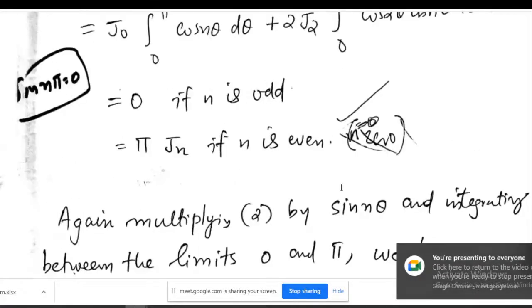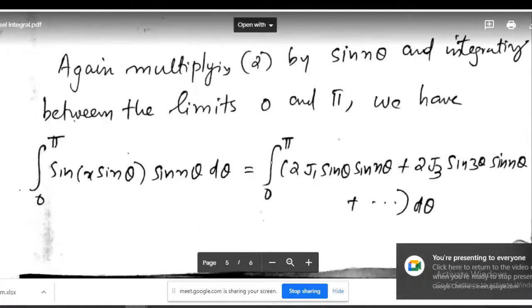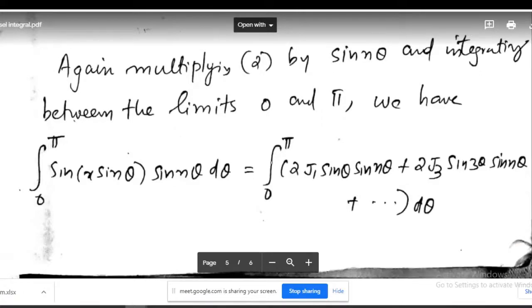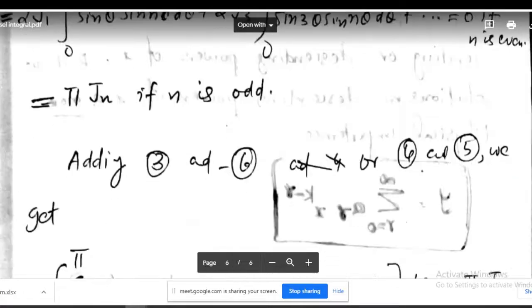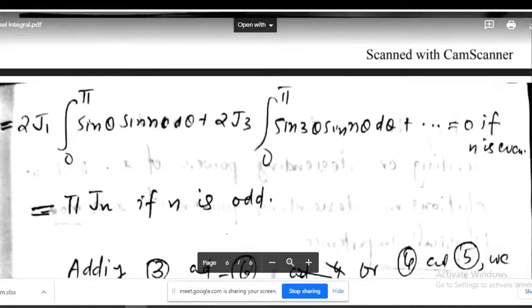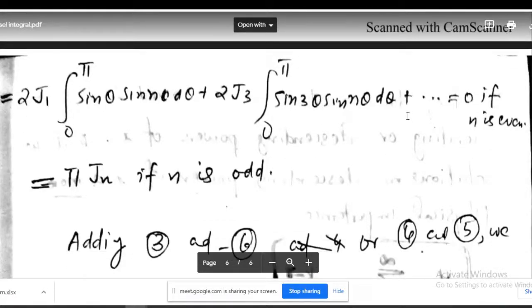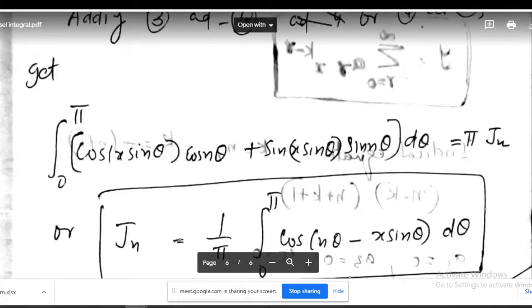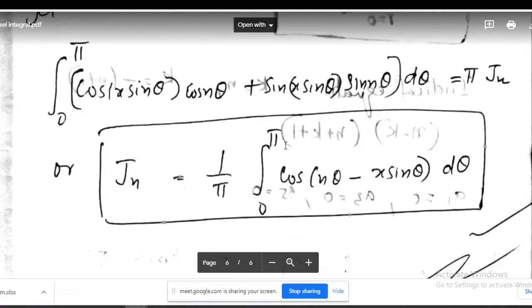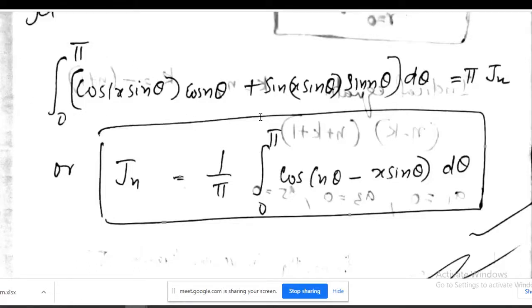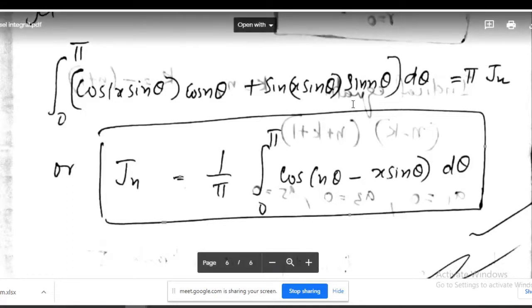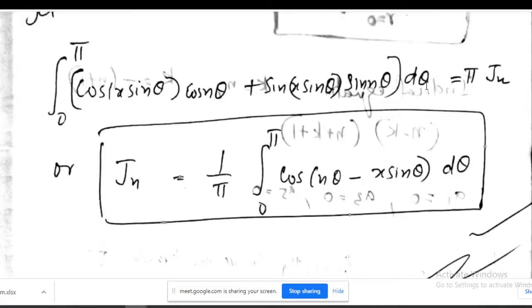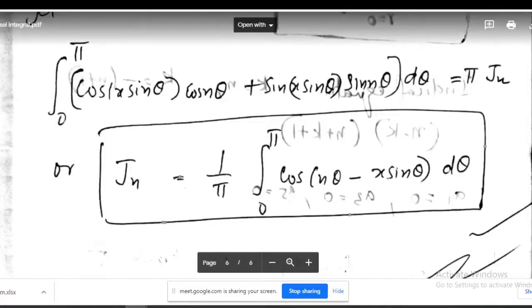So you will get this pi Jn if n is odd and 0 if n is even. Okay. Now what we do is we add these two. What? Integral 0 to pi cos(x sin theta) cos n theta plus integral sin(x sin theta) sin n theta d theta. Okay, we add them.